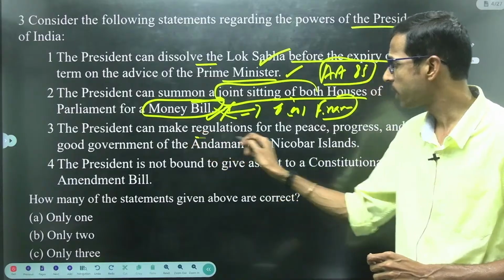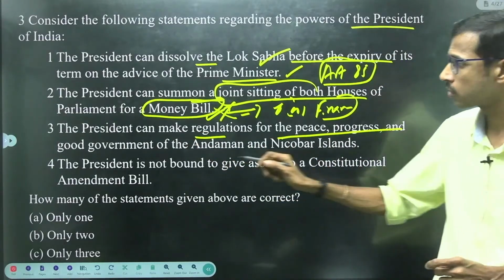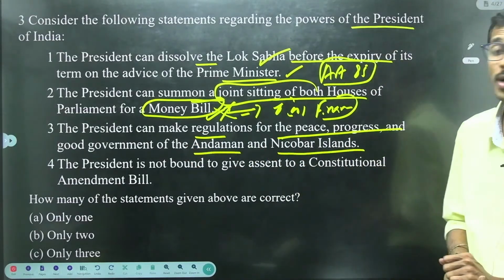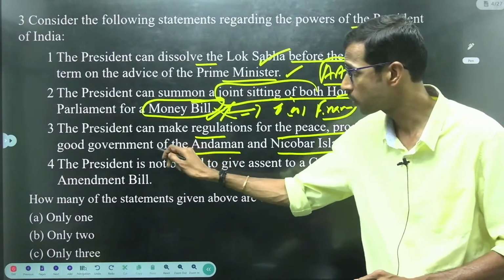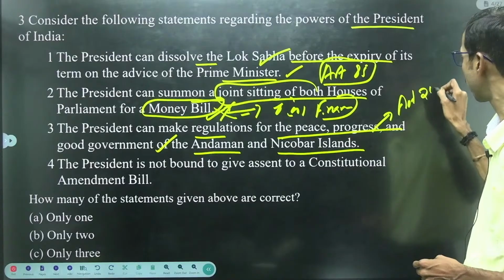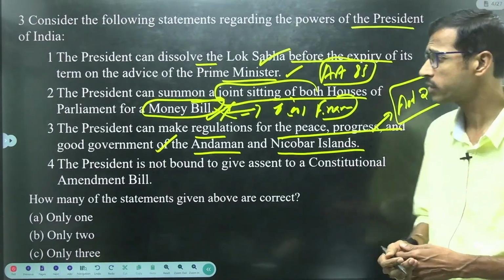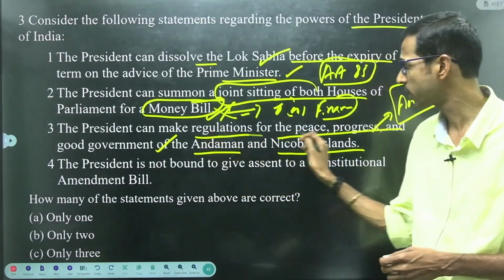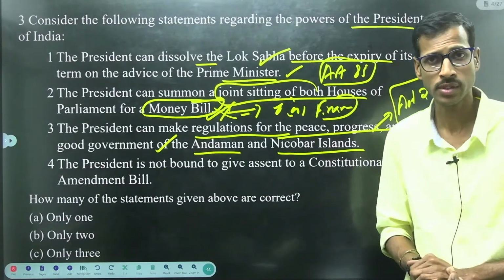The President can make regulations for the peace, progress and good government of the Andaman and Nicobar Islands. So this is absolutely correct. Why? Because this is according to Article 240. Relating to Union territories, the President can make regulations for peace, progress and so on, right?